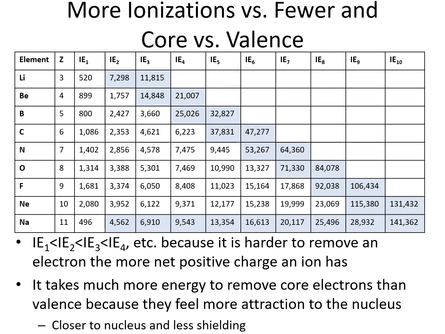Boron has 3 valence electrons. IE1, IE2, and IE3 are removing those valence electrons. IE4 is where the big jump happens for boron, because the 4th electron to be removed is a core electron.